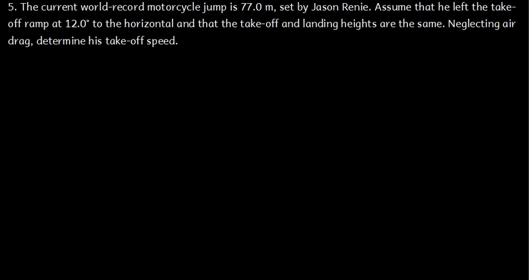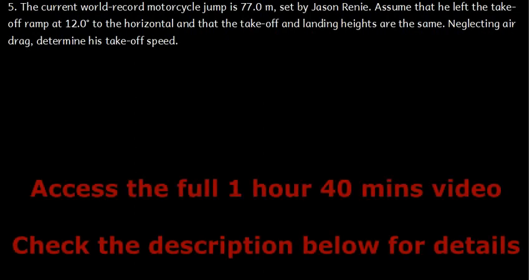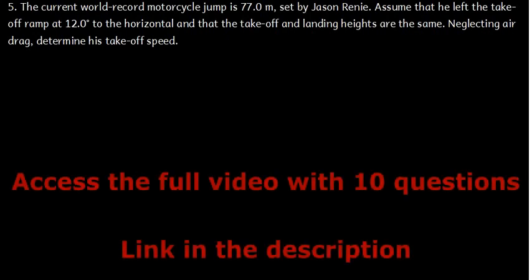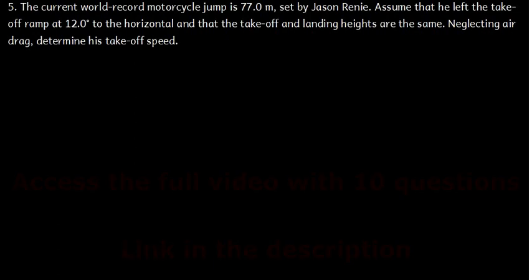Question 5. The current world record motorcycle jump is 77 meters set by Jason Lenny. Assume that he left the takeoff ramp at 12 degrees to the horizontal, and that the takeoff and the landing height are the same, neglecting air drag. Determine his takeoff speed. So we are trying to find the initial speed in short.